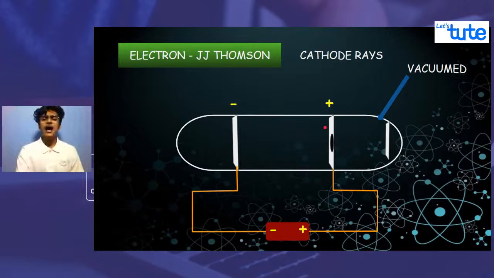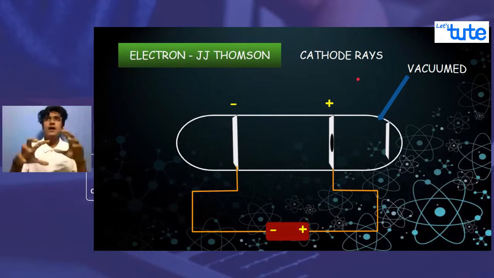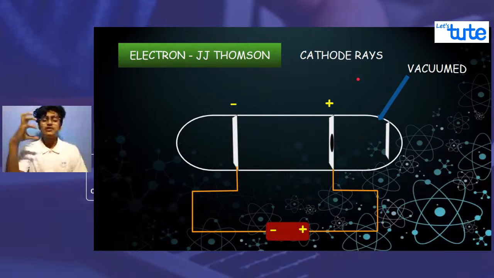And how did he get to know that the rays passing through were negatively charged? Because he performed an experiment. He used electric fields to check the charge of those rays. He found out that the rays were negatively charged, and he named those particles electrons. So this was how electrons were discovered.